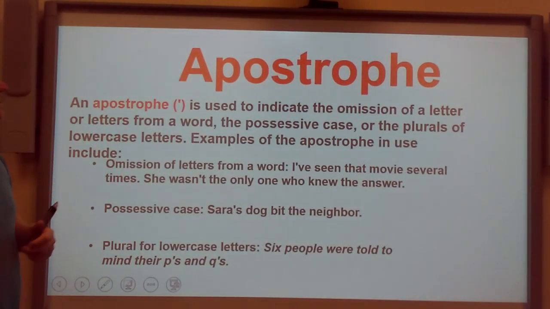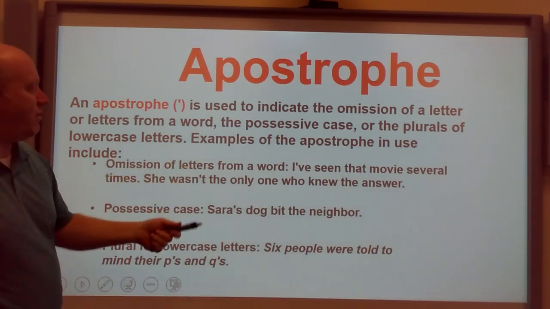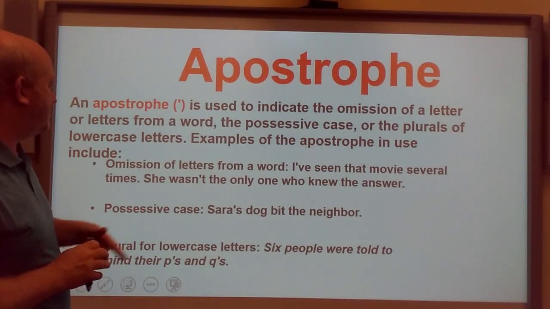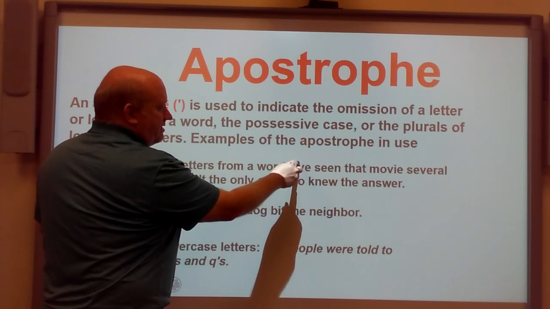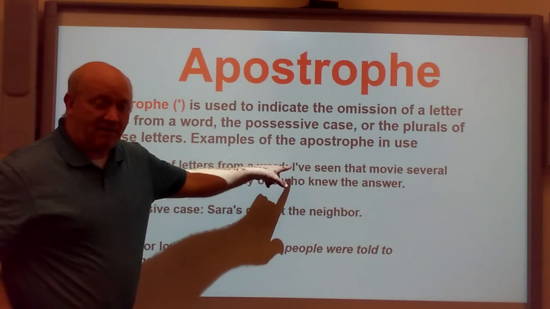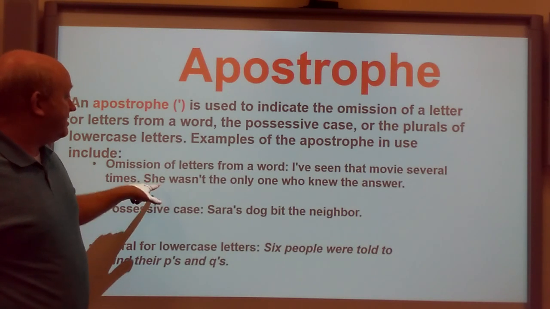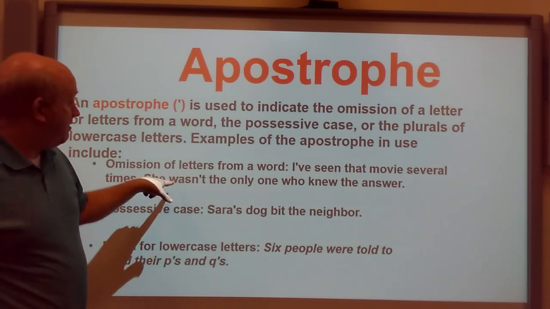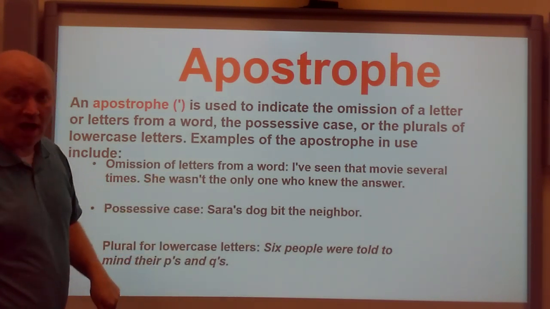Apostrophe. An apostrophe is used to indicate the omission of a letter or letters from a word, the possessive case, or the plural of lowercase letters. For example, omission of letters from a word: I've seen that movie several times. She wasn't the only one who knew the answer. I've, here's the apostrophe, can be used for a contraction. So I apostrophe VE is a contraction for I have, or wasn't, was not. N apostrophe T is an abbreviation for not.